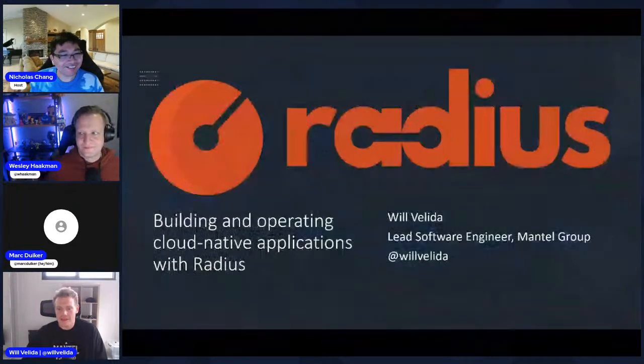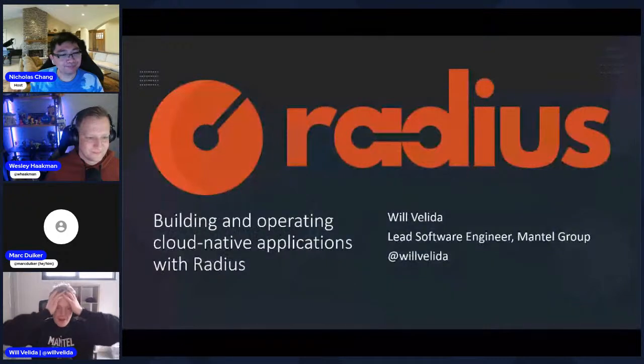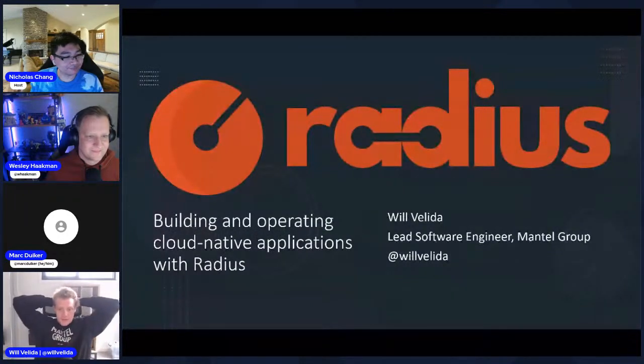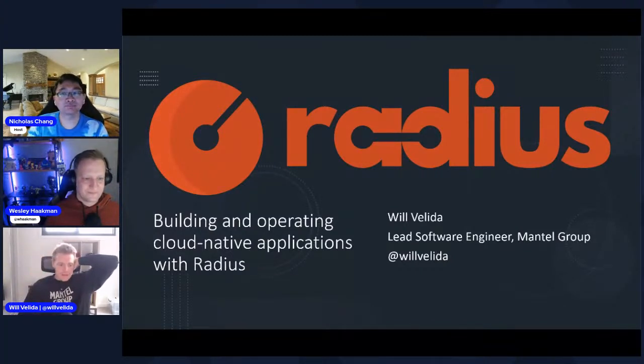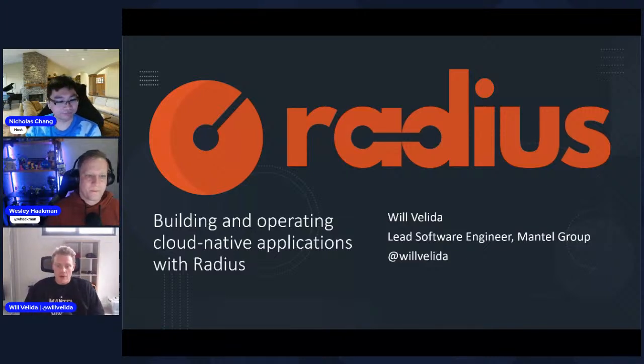Awesome. Fantastic. So hello, everyone. If you're just joining, my name is Will Velida. I'm a lead software engineer for Mantle Group, and today we're going to be talking about Radius. In a previous life, I used to work for Microsoft, so I got a little bit of insight into what was known as Project Radius before it was released. And then when they released it, they just called it Radius Project, so they just flipped the words around, which was a cool naming strategy.